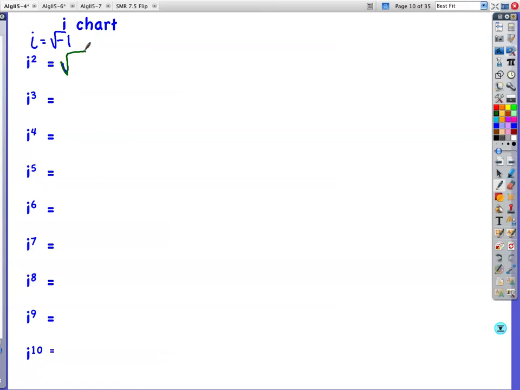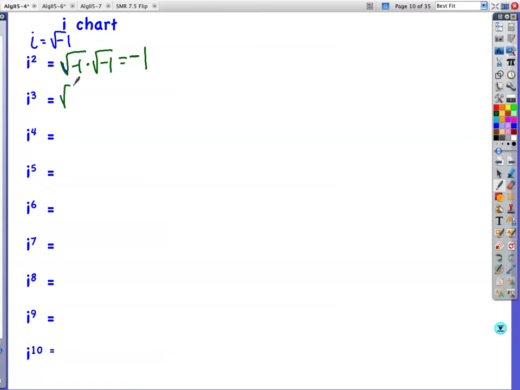Square root of -1 times square root of -1. Well, that's going to equal, what's the square root of George times the square root of George? George! Square root of -1 times the square root of -1 is just -1. Okay? You need to know that without a shadow of a doubt. i squared is equal to -1. You're going to use it over and over again.